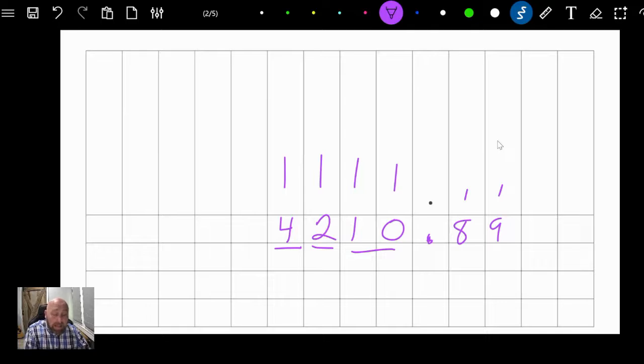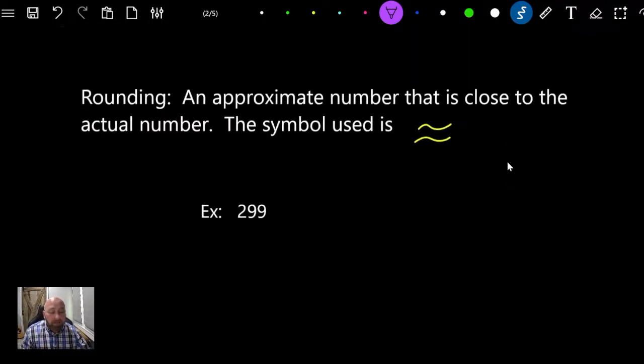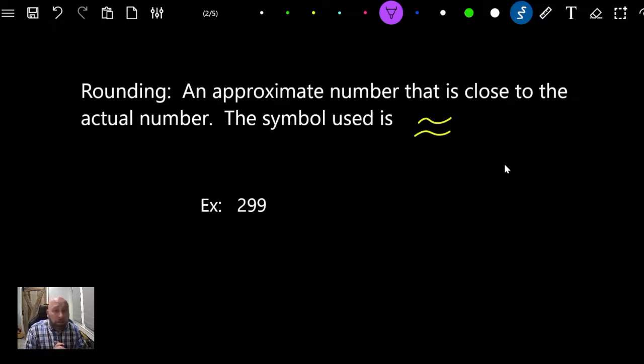4,210 and, there's the decimal point, 89 hundredths is how you would read that. 4,210 and 89 hundredths. All right, good. Let's move on. Let's talk a little bit about rounding.